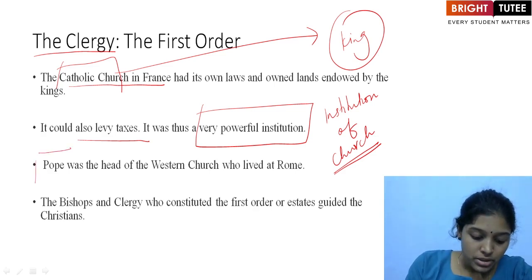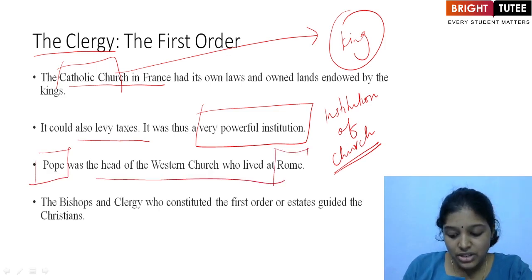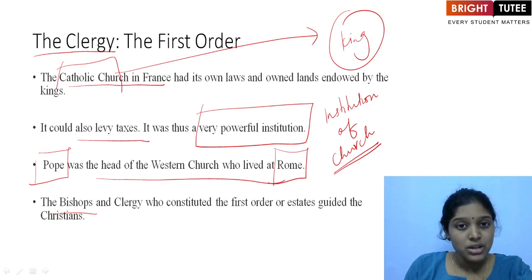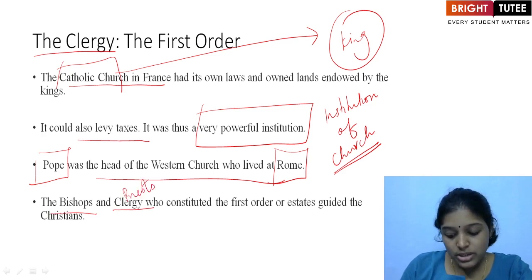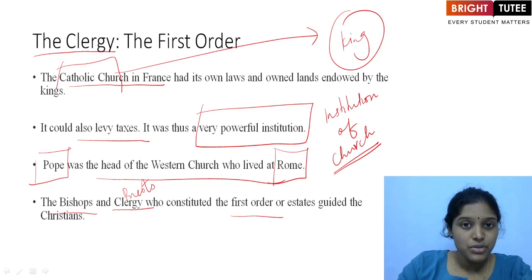And the Pope, we saw, was the head of the Western Church and he lived in Rome. The bishops and clergy, bishops who are the senior priests with special privileges and rights, and the clergy who are the priests, constituted the first order or estate and guided the Christians. So this is the first order, and that's how influential they were in the feudal structure.